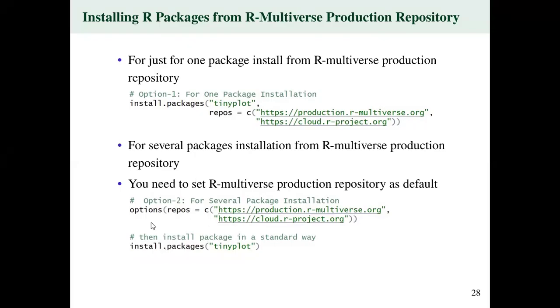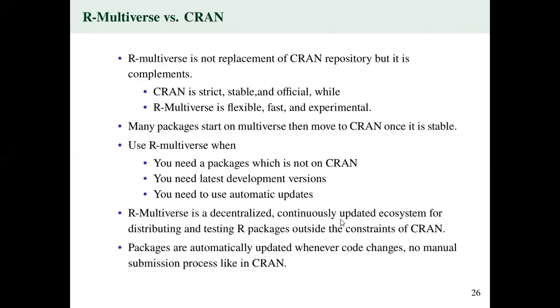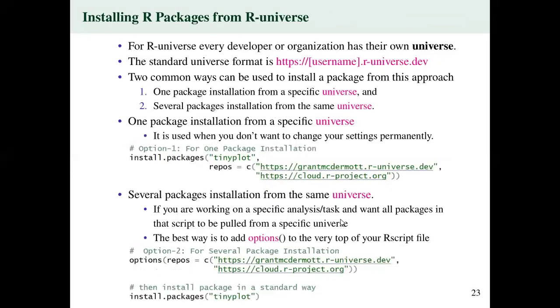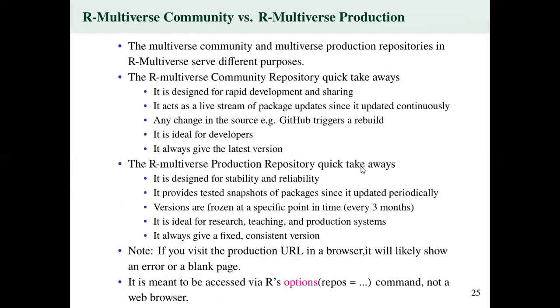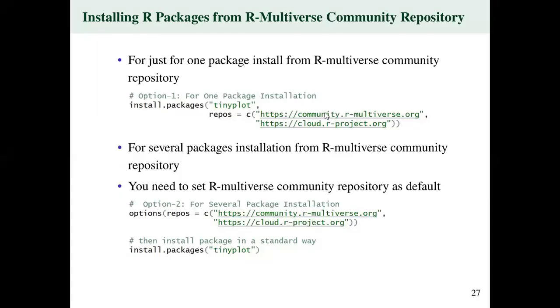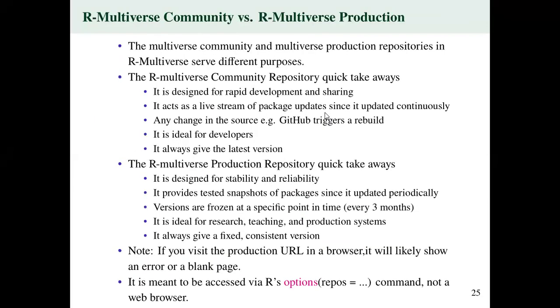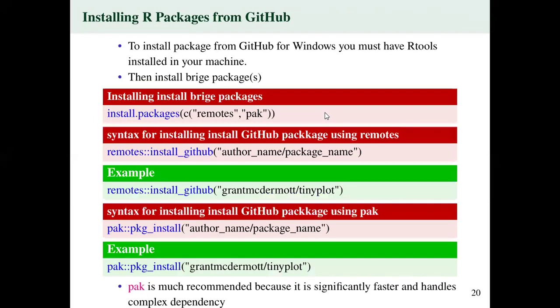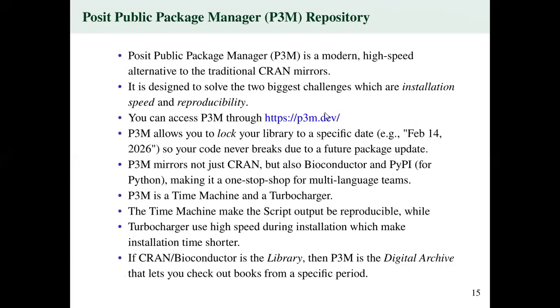Or, first of all, you change the default in options so that the installed packages will go direct to the production repository and look for the packages. We always accompany you to the CRAN due to dependencies. So unlike Universe, where you have to use the username here, here you always just need to put community or production. So among these three, let me go back.